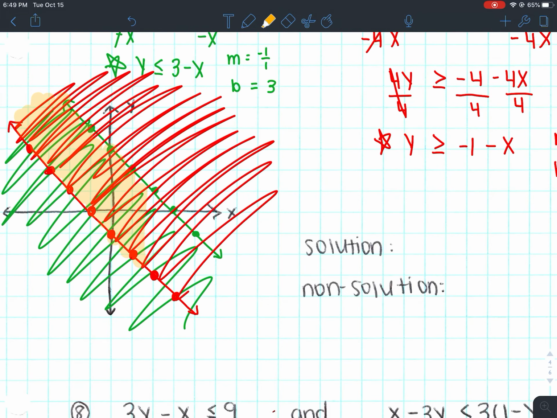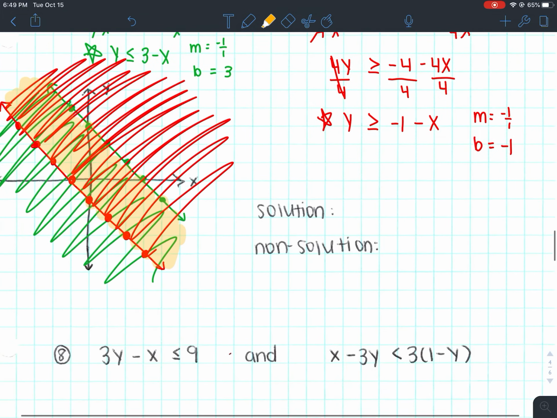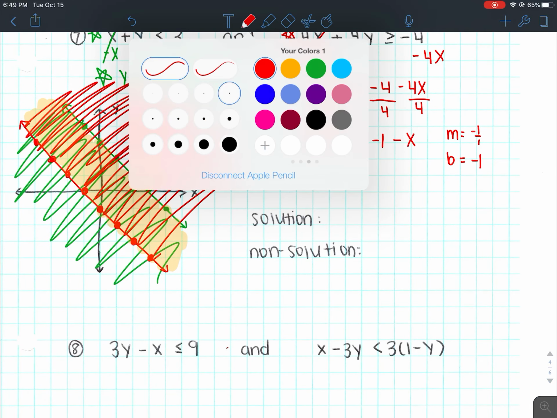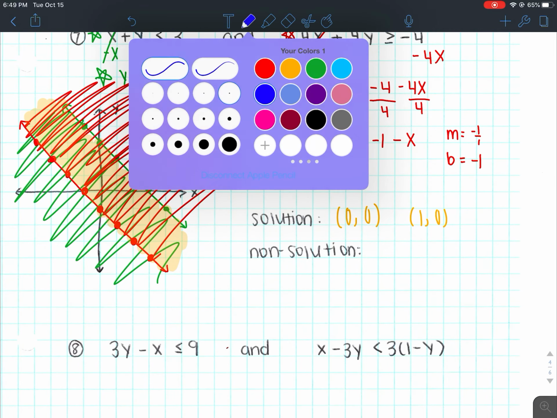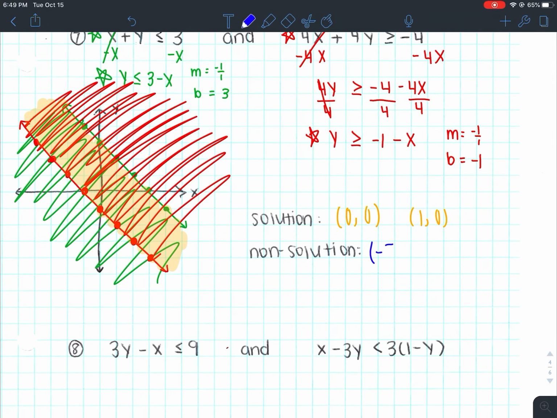The area where they're overlapping is in the middle right here, right? Because red and green are both overlapping in the middle. So a solution could be 0, 0, right? 0, 0 is inside there, or 1, 0. A non-solution could be like negative 5, 0, or 0, 10. So 0, 10 would be like all the way up here. Or we could say negative 5, 0, which is located over there in the green. So again, anything on the outside of that orange shaded region.